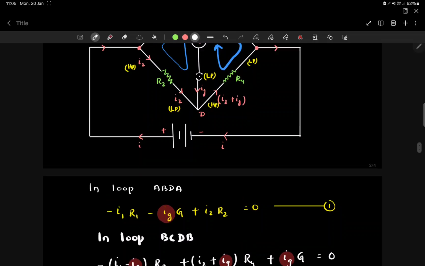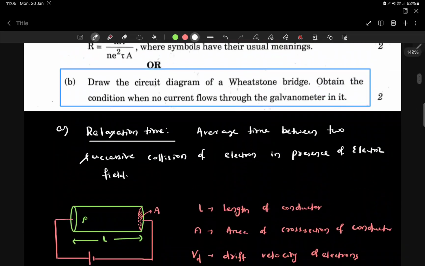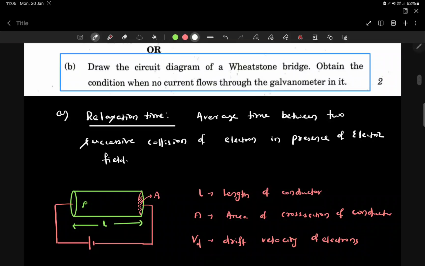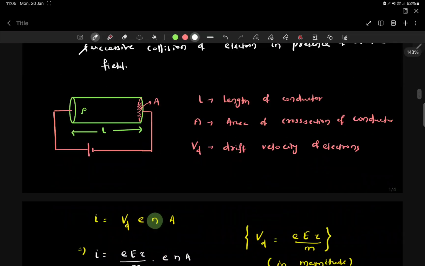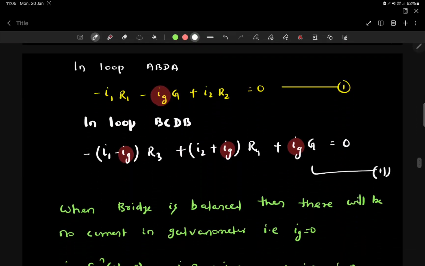So in our question paper, what is it asking? It is asking to obtain the condition when no current flows through the galvanometer. That means it is asking about the balanced Wheatstone bridge. So this is your circuit diagram, and in this way you have to write.